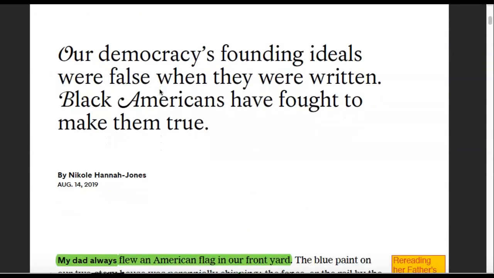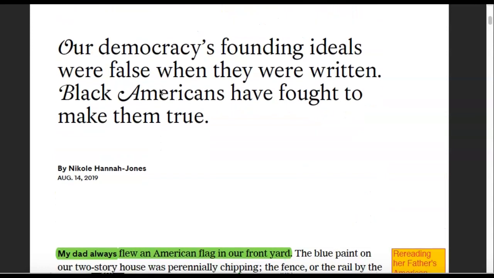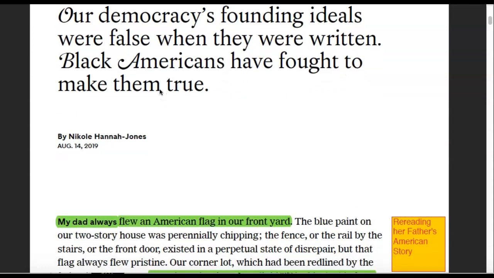Okay. So let's take a look at Nikole Hannah-Jones' article. This was her idea. This is her baby, her brainchild. So she's really the one who pushed this. Her article really sort of brings in all the major ideas to look at.